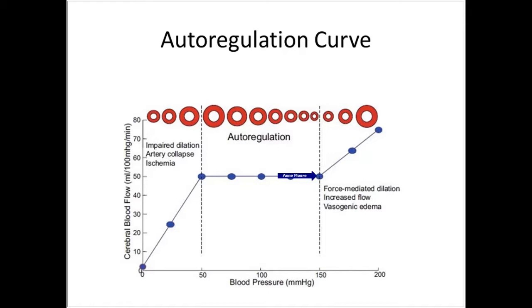On the opposite end, below 50 mean arterial pressure, we see that the perfusion pressure is too low. So the microcirculation will vasodilate to compensate, but eventually the mechanism will fail, and then we see arterial collapse and ischemic strokes.